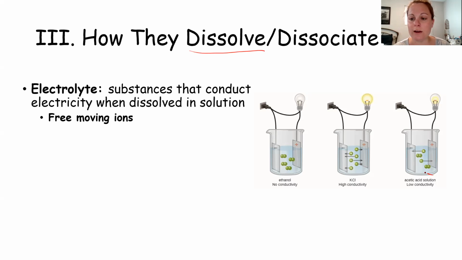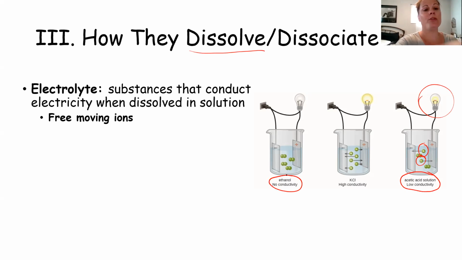If you look over here, this acetic acid has positive and negative ions moving in solution. That conducts electricity and lights the light bulb. If ions cannot move, or they do not dissolve into positive and negative ions, then they will not conduct electricity. So one thing about acids and bases is they are both electrolytes.